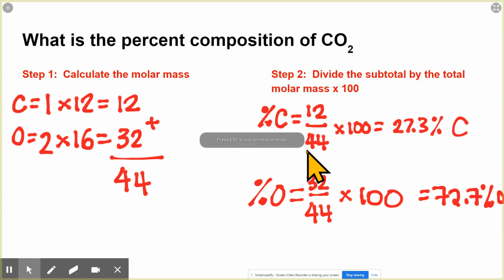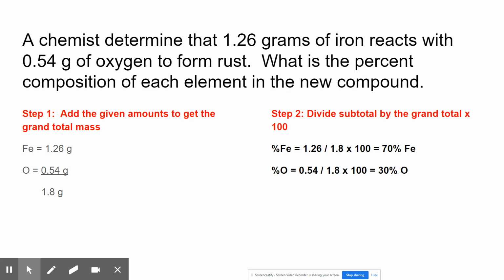So that's if you're given a formula. Now, what if you're not given a formula, right? So what if you're not given a formula? All right, let's look at the next problem right here. A chemist determined that 1.26 grams of iron reacts with 0.54 grams of oxygen to form rust. What is the percent composition of each element in the new compound? So we're looking at rust. So what is the percent composition of rust?